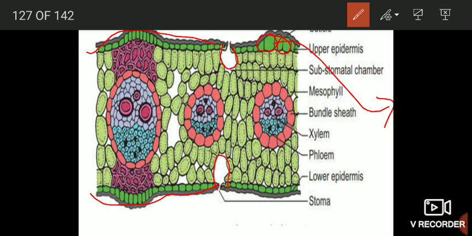Then the mesophyll. In case of isobilateral leaves, mesophyll is not differentiated into palisade and spongy parenchyma. Instead, it is uniform throughout, and these cells have large intercellular spaces between them which are interconnected, and finally they open into the substomatal chambers here. This helps these leaves to maintain the gaseous continuity with the outside atmosphere. And finally, the vascular bundles.